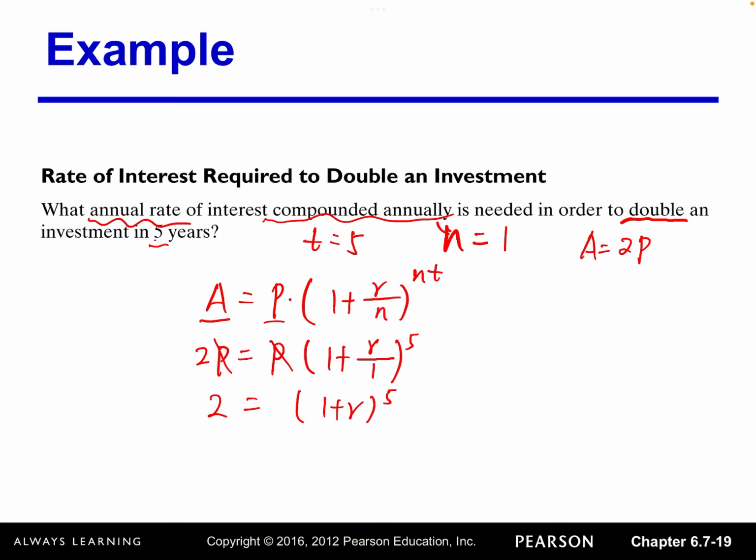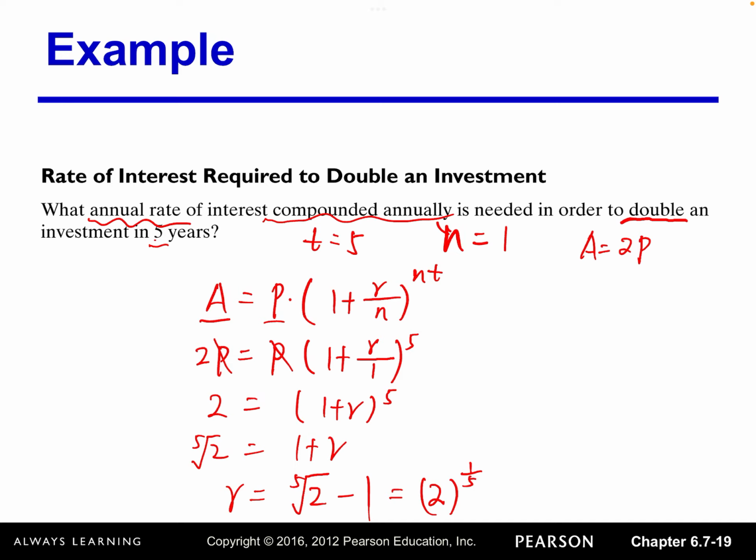And how to calculate r? With both sides of the equation, find the 5th roots. The 5th root of 2 equals 1 plus r. And then subtract 1 on both sides, we can solve for r. r equals the 5th root of 2, minus 1. If you put it in the calculator, the 5th root of 2 is the same as 2 raised to the 1/5 power. That is the 5th root of 2.